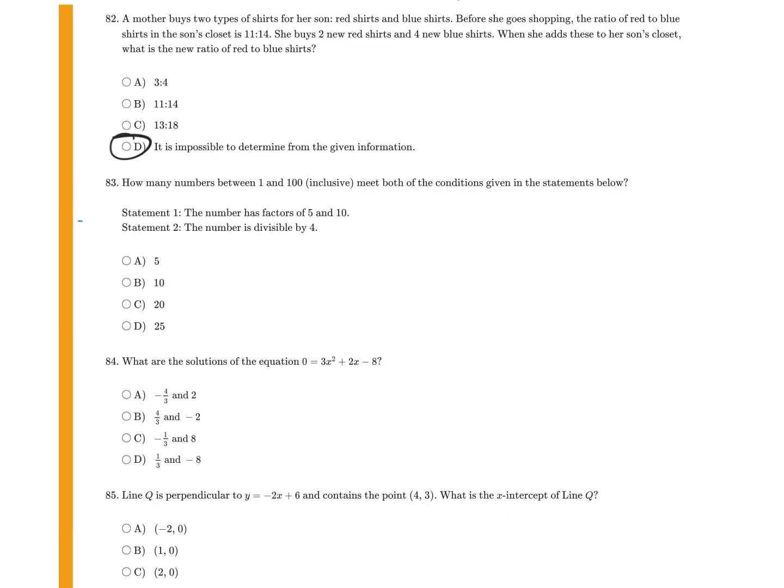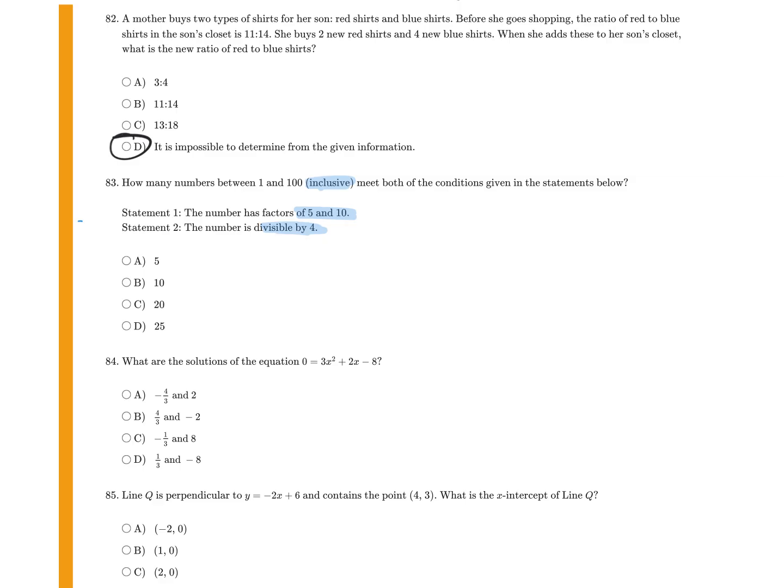Let's go to number 83. You can pause it and try it on your own first, and then press play to see the answer. How many numbers between 1 and 100 inclusive meet both of the conditions given in the statement below? Okay, the word inclusive means we're going to include 1 and 100. Statement number 1, the number has factors 5 and 10, and the number is divisible by 4.